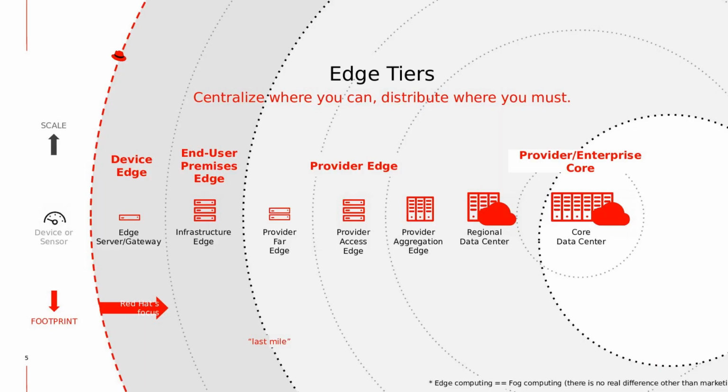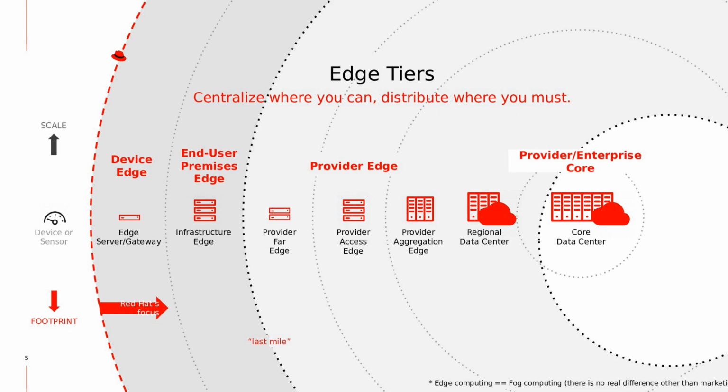But what really is the edge space for Red Hat? We know that the edge can vary by use case, but here we have a view of what we look at with our edge tiers. We understand that computing is now being distributed across multiple spaces within the IT ecosystem. We start with what we call the provider or enterprise core, and this is the traditional non-edge tier that's owned and operated by a public cloud provider, telco service provider, or a large enterprise.